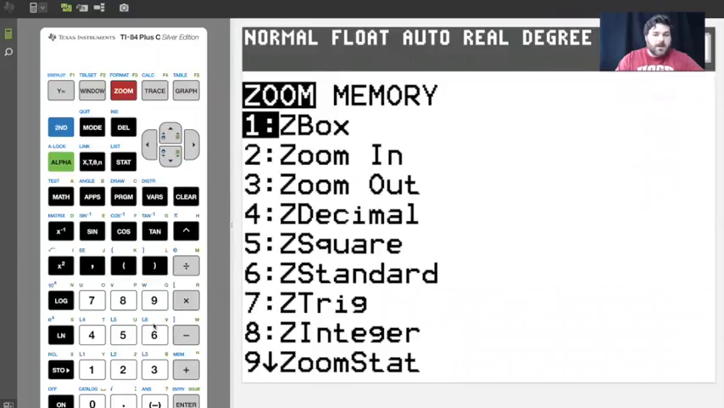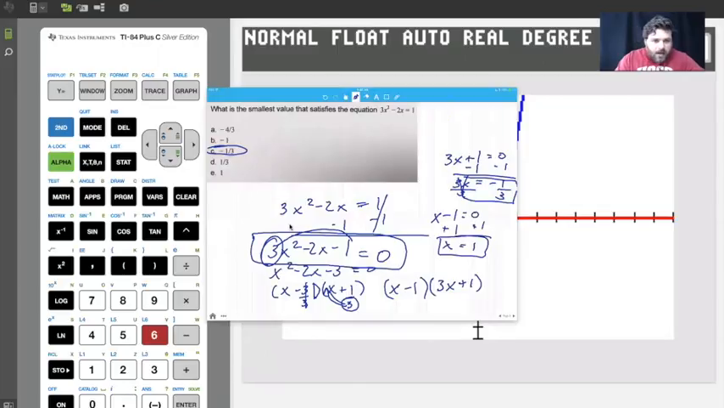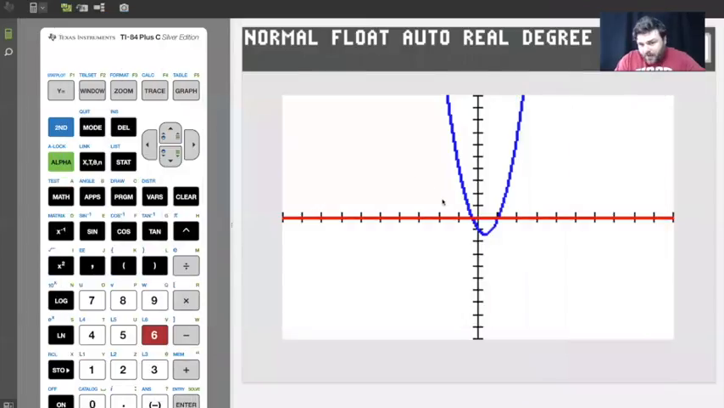Now my zoom's messed up, so I'm going to go zoom 6, zoom standard. And I can kind of see that it's like 1 and looks like -1/3. Can I really tell what that is? See how the only answer choices are -4/3, -1, and -1/3? I can actually look at that and tell that that's -1/3. Okay. So in this case, I don't have to actually do the process of finding the intersection of these 2 points, but I'm going to go ahead and do it anyway.